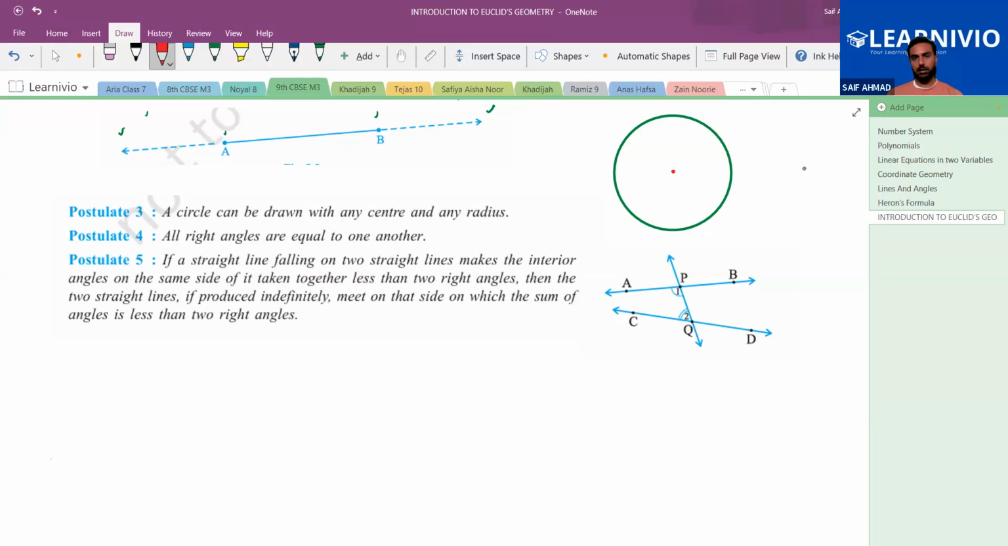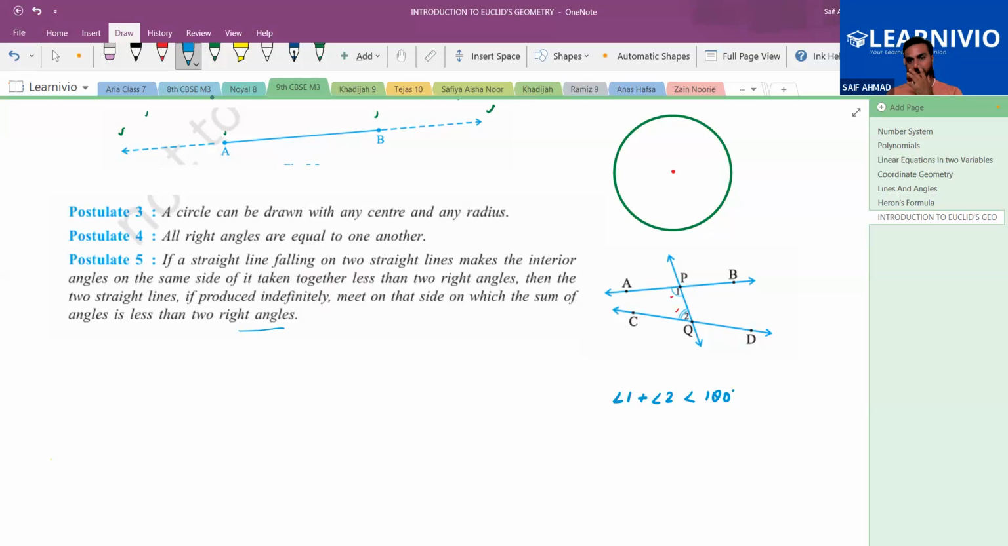Makes the interior angles on the same side. You can see angles here, 1 and 2. Angles on the same side, if taken together, are less than two right angles. For example, if the sum of these two angles is less than 180 degree, then the two straight lines, if produced indefinitely, meet on the side on which the sum of angles is less than two right angles.